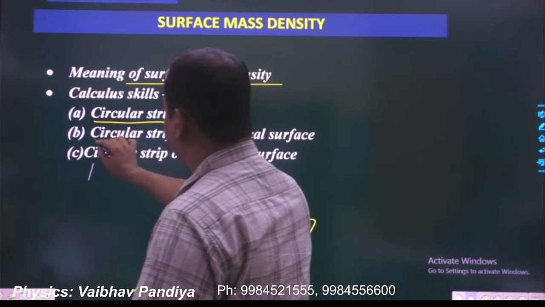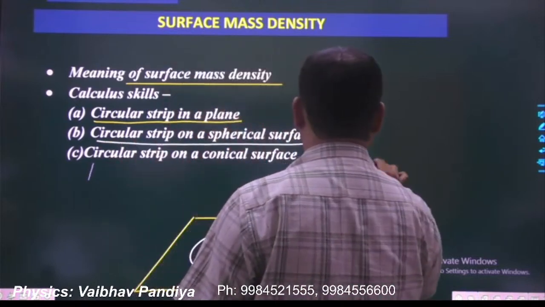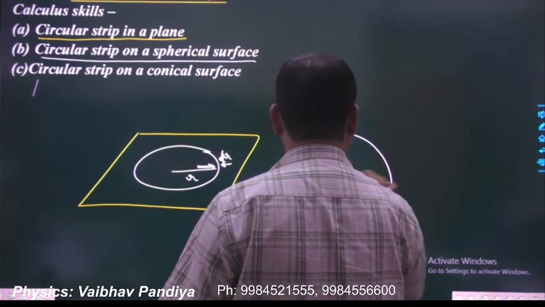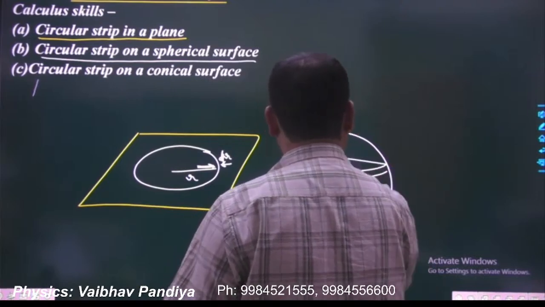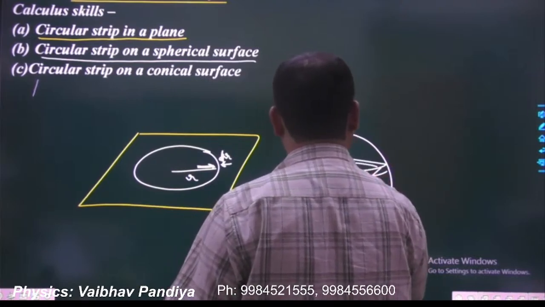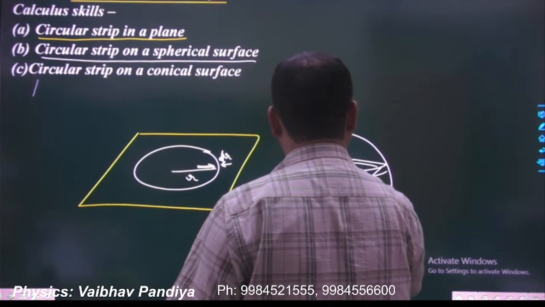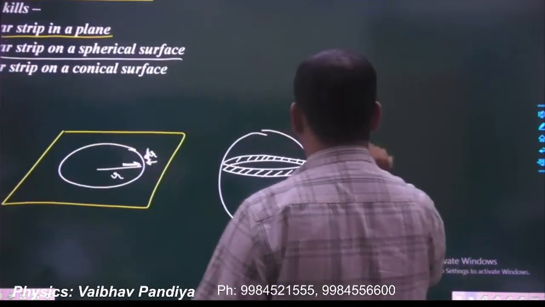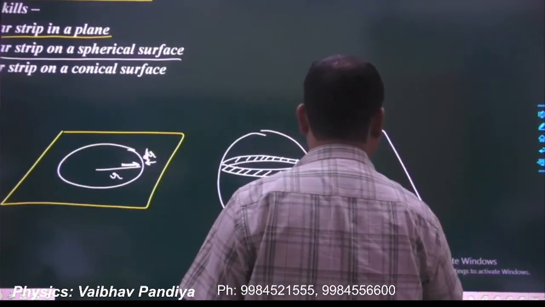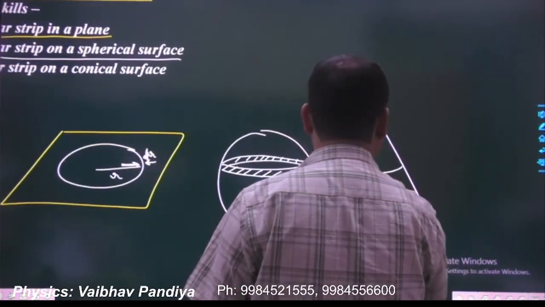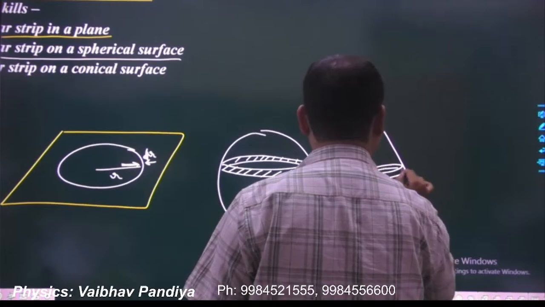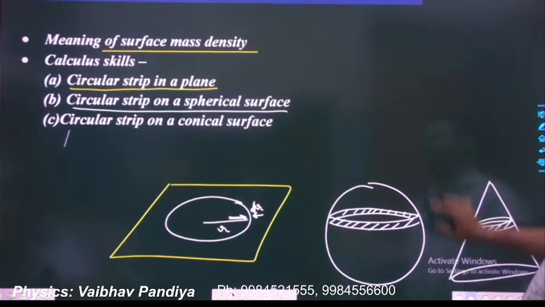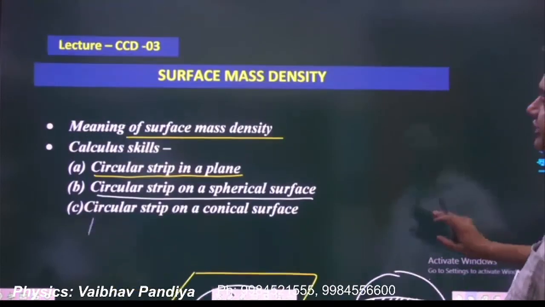Then we'll see how to take a circular strip on a spherical surface. The second skill you will learn is how we take a circular strip, something like this, on a spherical surface. What will be the area of this strip? How many such strips will there be? What will be the angular position and linear position of such strips? And the third skill will be, if there is a conical surface, how we take a circular strip on the conical surface. These are the major skills of calculus which we will explore in this series of lectures on surface mass density.